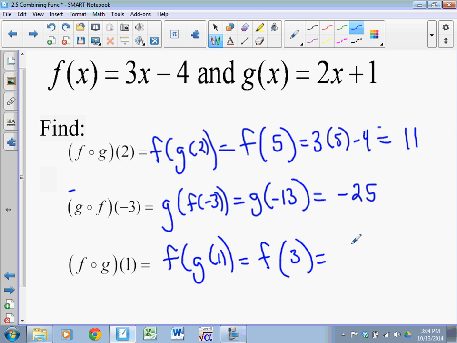f of 3 would be 3 times 3 is 9, minus 4 is 5. So the first function, you evaluate the first, and you put it into the second. That's the composition of functions.